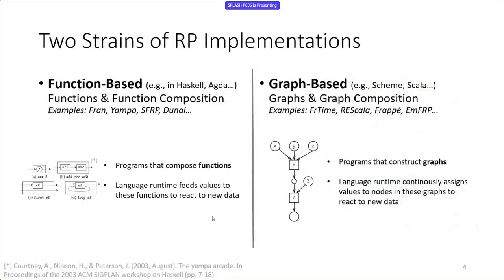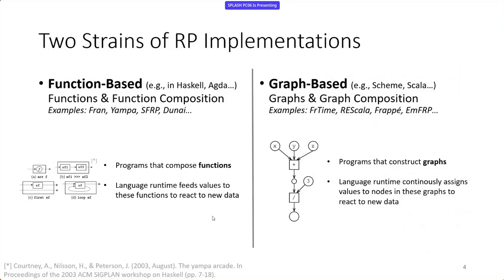First, I wanted to see what existing reactive programming languages look like. I divided them into two different categories: function-based implementations and graph-based implementations. Function-based implementations are usually implemented on top of Haskell, Agda, or other functional languages. Examples are Yampa, SFRP, and Dunai. The main idea is that it's written in a functional language like Haskell, and the main way they make reactive programs is essentially by composing functions.